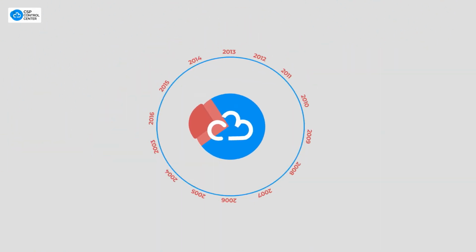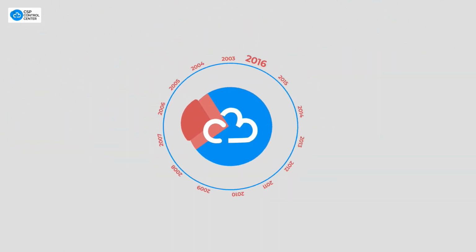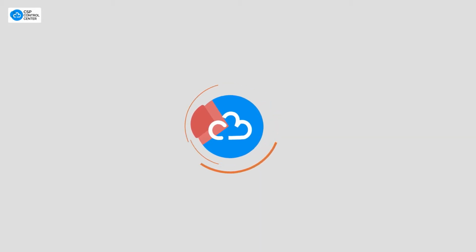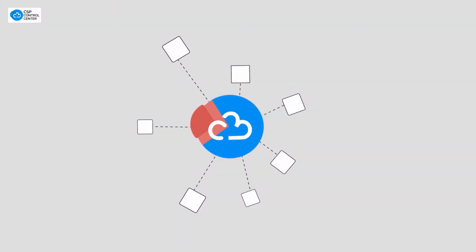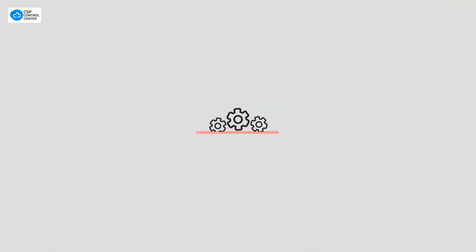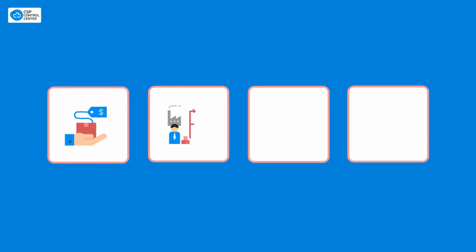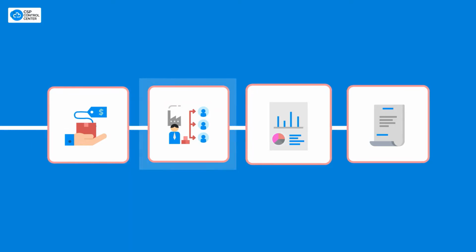Since 2016, CSP Control Center lines up to become C3. C3 has been on a mission to revolutionize how cloud solution providers manage their entire CSP business. And how do we do this? With pure play automation capabilities around selling, provisioning, reporting, and billing cloud services that help you grow better.